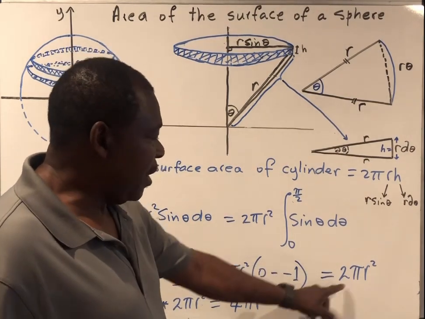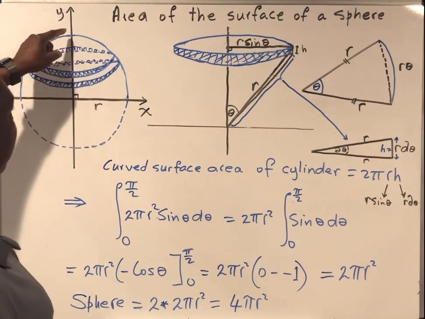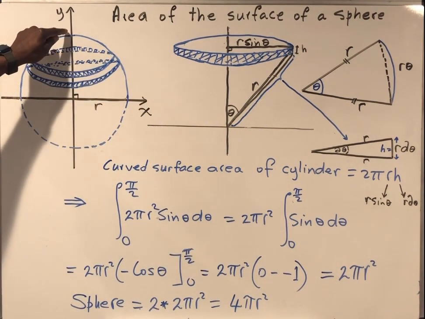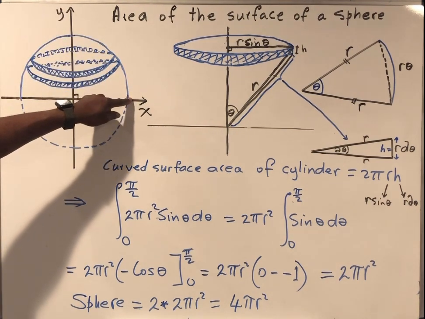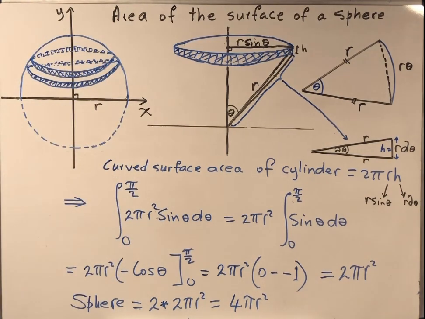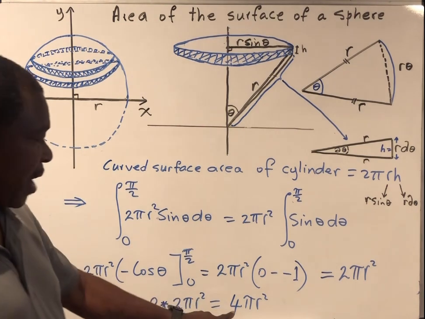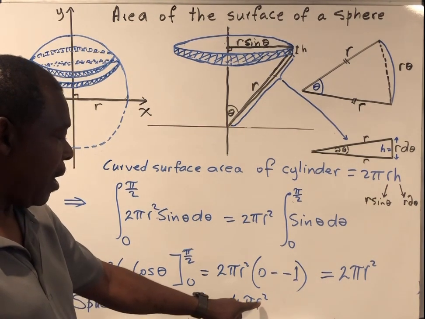Recall here that this result is the result that we obtained from moving through the angle 0 to pi over 2 for the hemisphere. So if we want the complete sphere, then we have to now multiply that result by 2 to give us the answer 4 pi r squared.